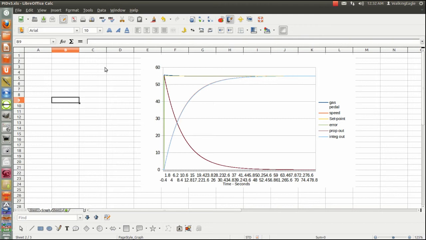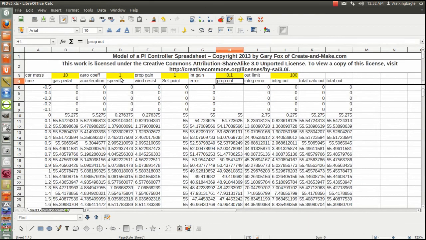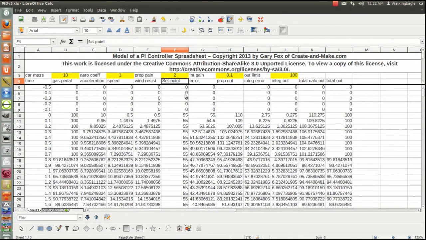Sometimes you have to fight the software in this deal. So let's see if we can maybe make things a little bit better. Let's increase the proportional gain a little bit. So we'll go from 1 to 2. Not take quite the drastic steps we did.